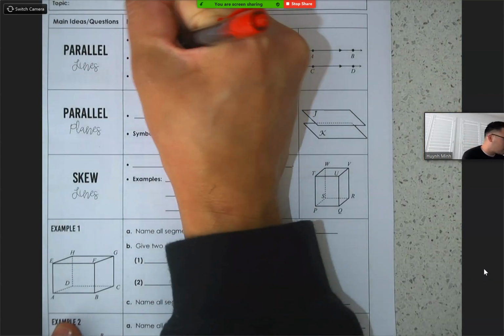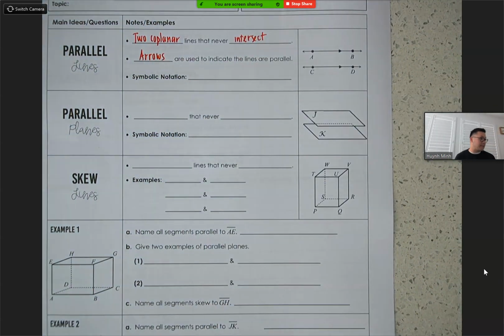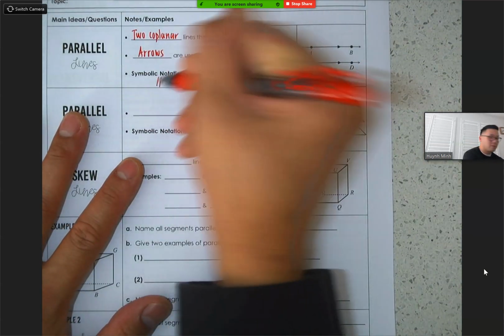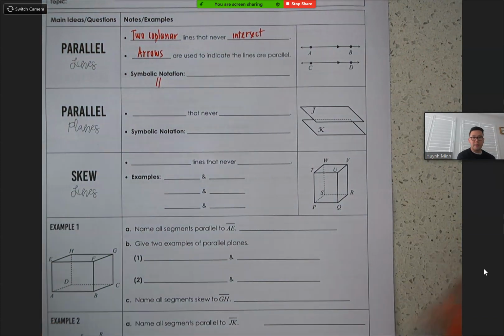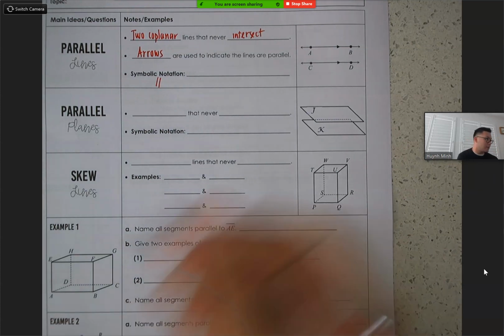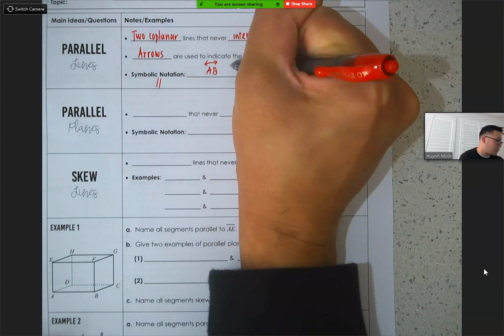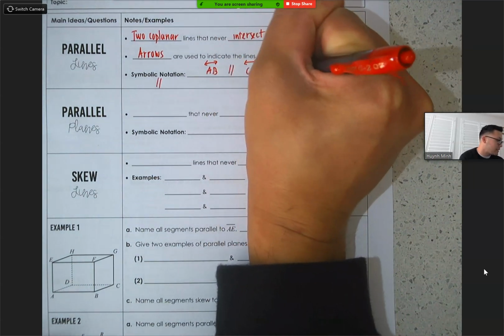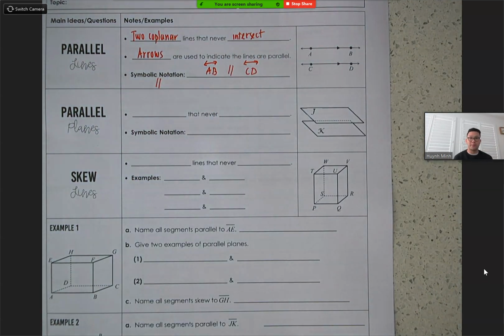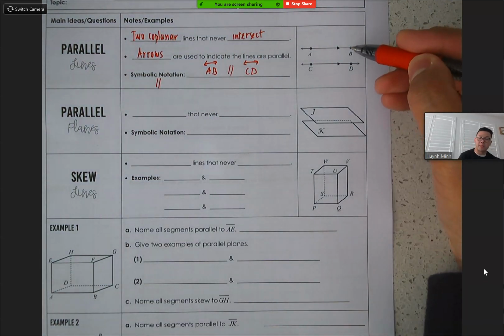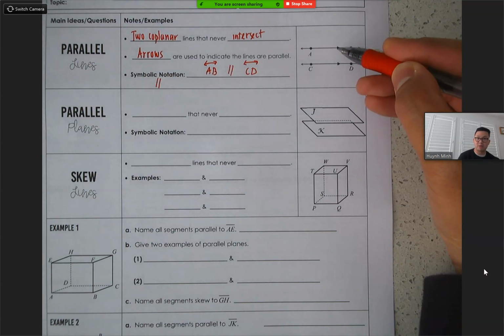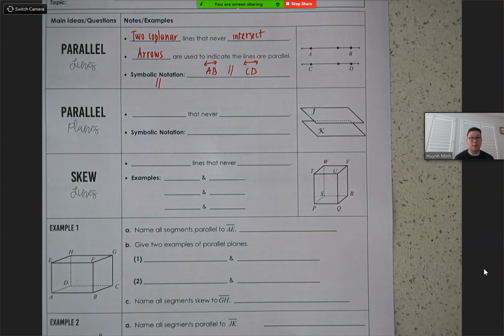So arrows are used to indicate that the lines are parallel to each other. And of course, there's a symbol for this. The symbolic notation is basically two slashes going up and down, leaning to the right a little bit. So in this case, I can say that line AB is parallel to line CD. Those two are parallel not because I'm telling you, but because they have the arrow notation right on here. Okay, now we have to talk about parallel planes.